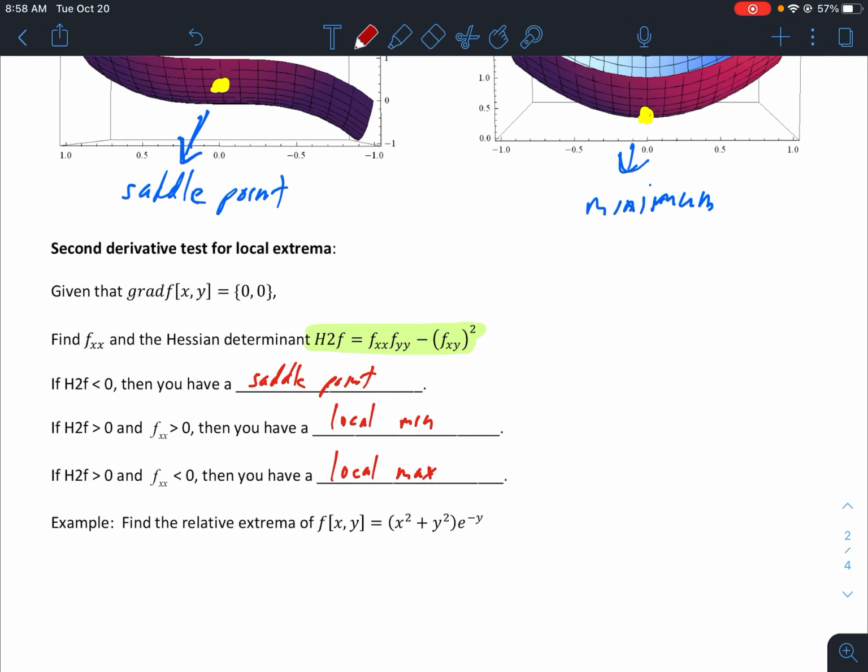And then you want to find the second partial derivative with respect to x, and the Hessian determinant, which is given by that formula there. If the Hessian is negative, it's automatically a saddle point. No more work. If the Hessian is positive, you have to make sure you find that second partial derivative. If the second partial derivative is positive, it's a local minimum. If the second partial derivative is negative, you have a local maximum.